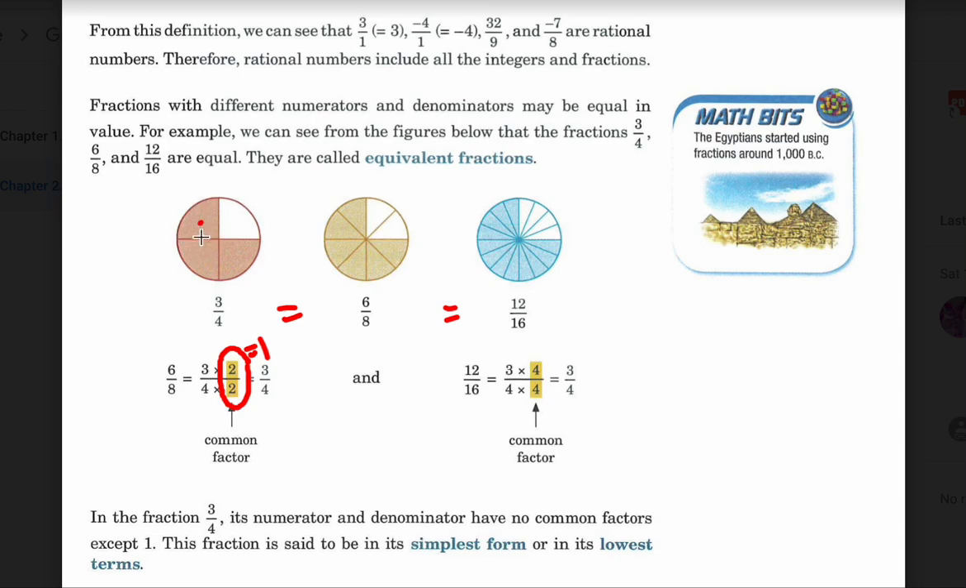See, this is 1, 2, 3 shaded out of 4. And this is 1, 2, 3, 4, 5, 6 shaded out of 8. So it's really the same amount shaded. We're just cutting the pieces into smaller pieces. Same with 12/16. It's the same amount shaded, 3/4. We're just cutting it into 16th pieces. So it's really 3/4 multiplied by 4 top and bottom.